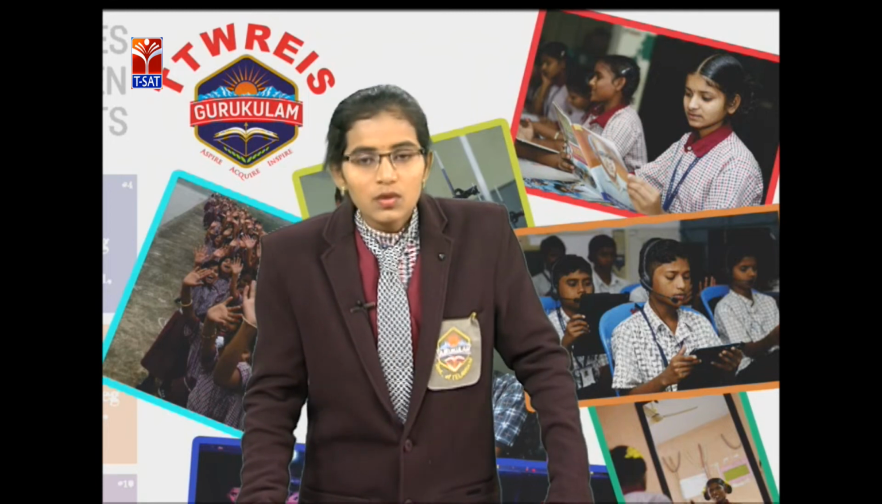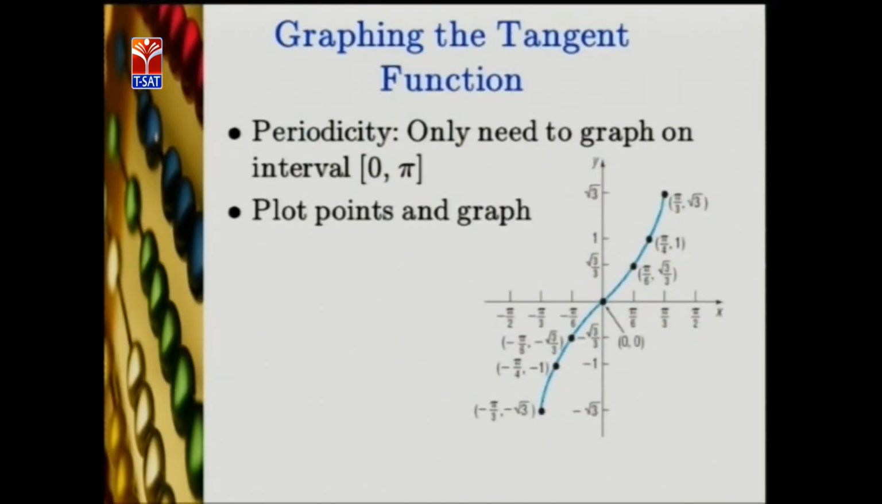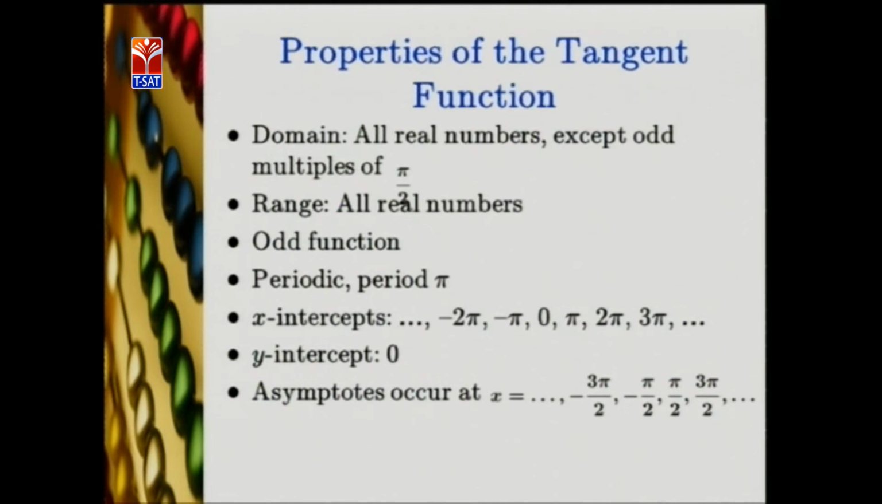And coming to x-intercepts, they occur at multiples of pi and so on, all the real values. And the y-intercept occurs at only one position, that is at the point 0. And coming to maximum values, the maximum value occurs at the infinity position, meaning we cannot say the maximum value. So these are the properties of the tangent function.